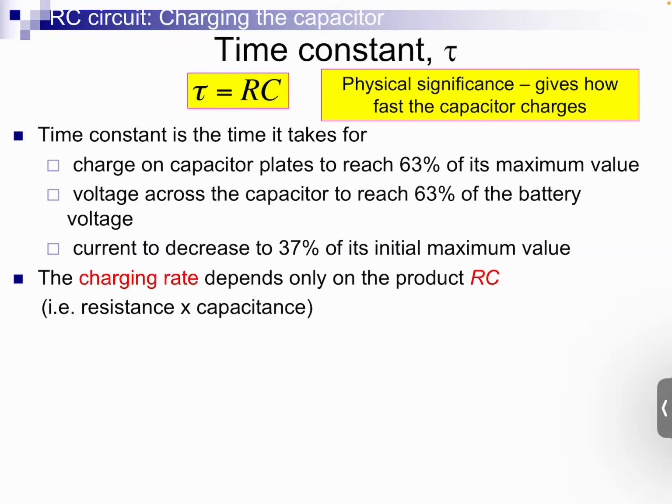Right? It gives you how fast the capacitor charges up, meaning if you have a large time constant, remember, tau, the time constant, is all about time. So if you have a large time constant, that means you have a large time. Large time means slow, right? If you're moving slowly, it takes you a long time. So a large time constant means a slow charging up of your capacitor, and therefore your RC circuit. And of course, a small time constant means that you're charging up your capacitor faster.